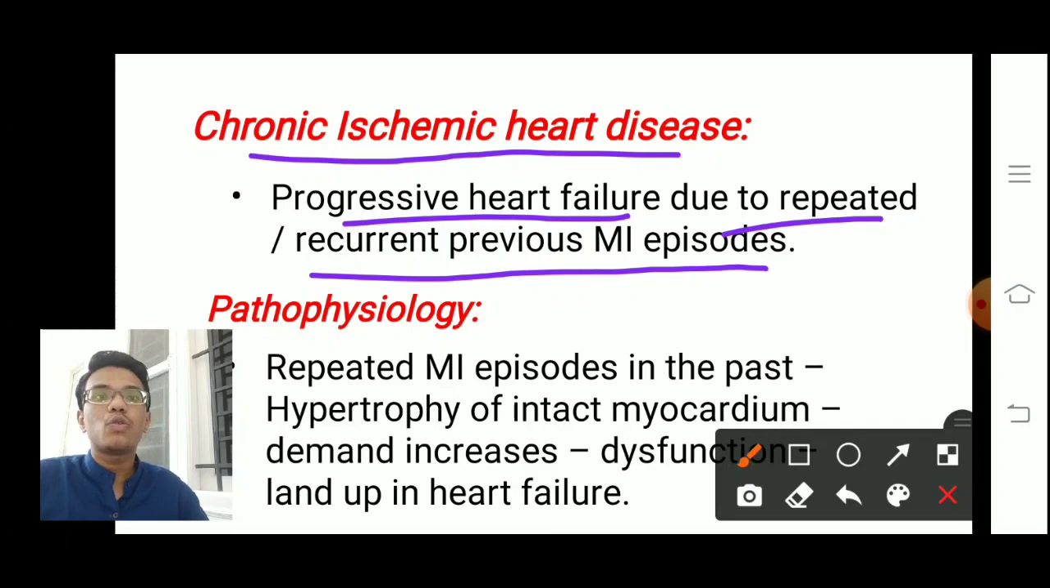That means a patient who had repeated or recurrent previous myocardial infarction episodes may land up in heart failure in future, at some stage, at some time. Okay. Now, what is the pathophysiology behind this? Why should a patient who is getting recurrent previous MI episodes land up in heart failure?